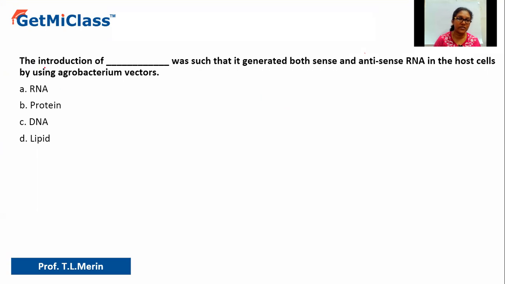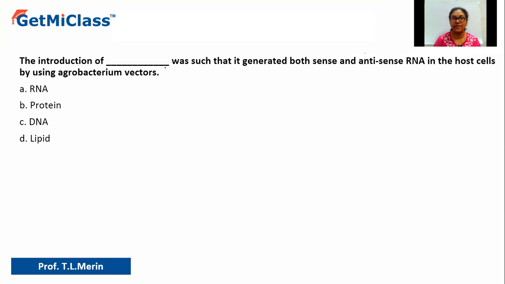So let's solve this question which says the introduction of dash was such that it generated both sense and antisense RNA in the host cells by using Agrobacterium vectors. Option A RNA, option B protein, option C DNA, and option D lipid. Now let us understand the question.